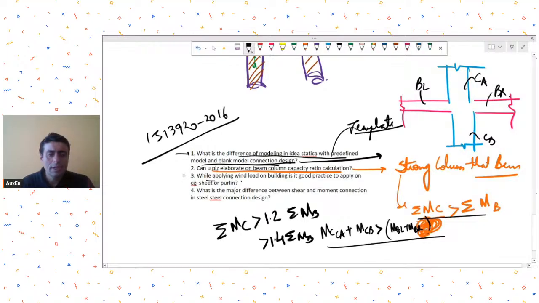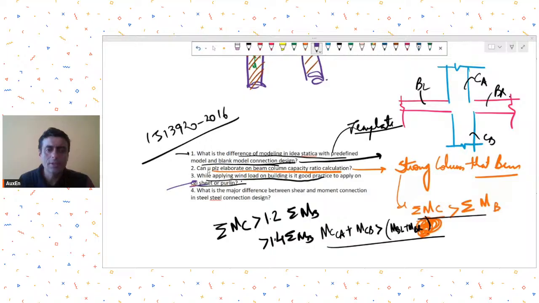His next question is, while applying wind load on a building, is it a good practice to apply it on the sheet or the purlin? No, you are not modeling the sheet, I suppose. Generally, we are not modeling the sheet, isn't it? So we are modeling purlins, let's say, or sometimes we are not even modeling purlins. So we only have the rafters and columns and beams or whatever. You need to apply the wind loads as per the elements that you have modeled and as per the load path.